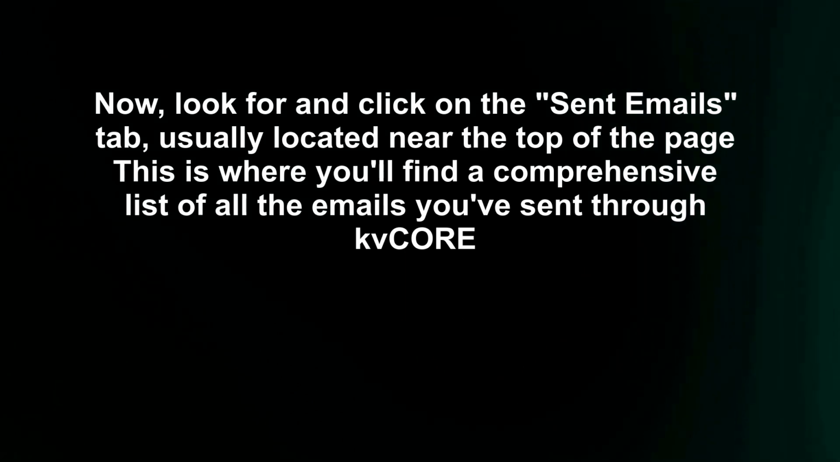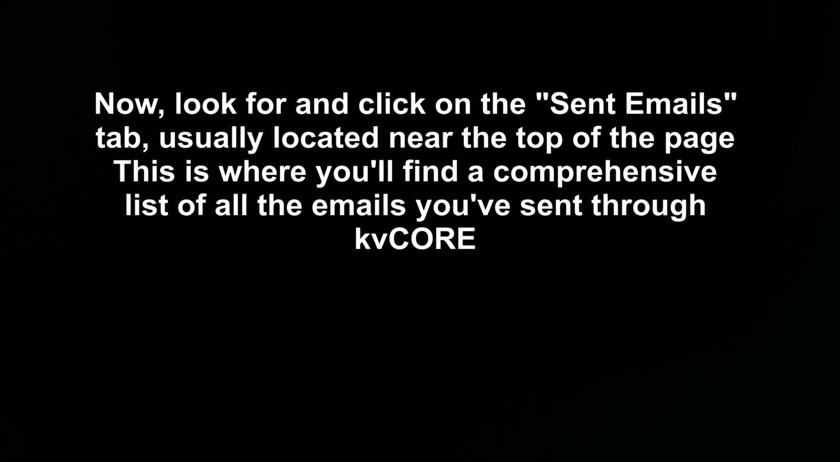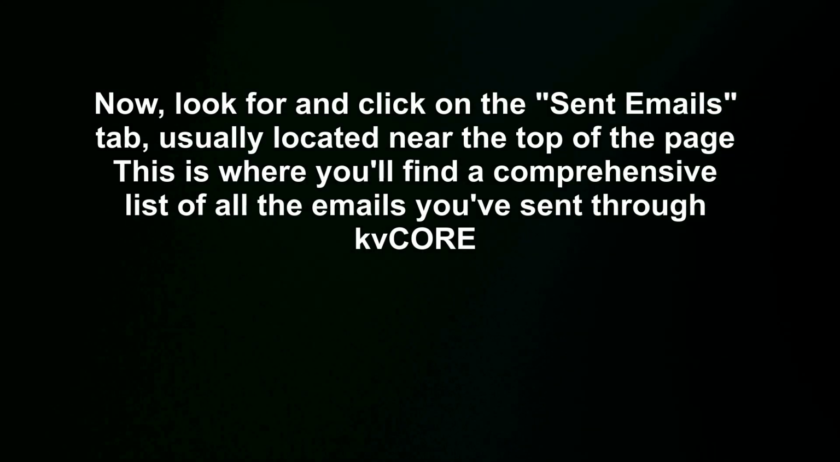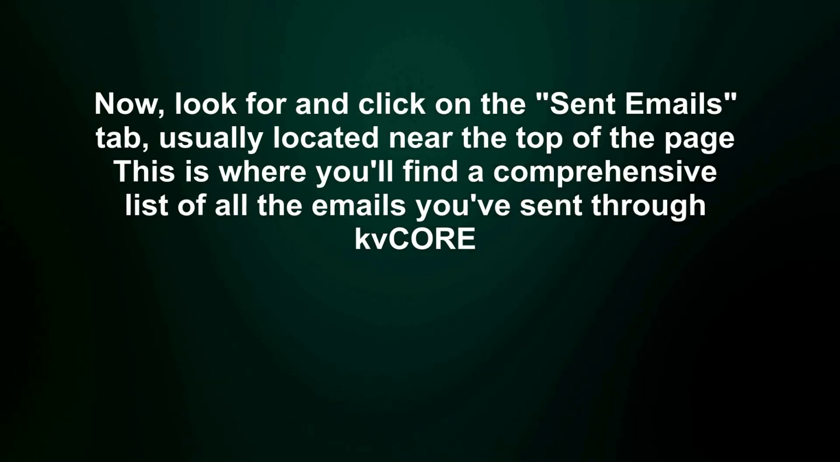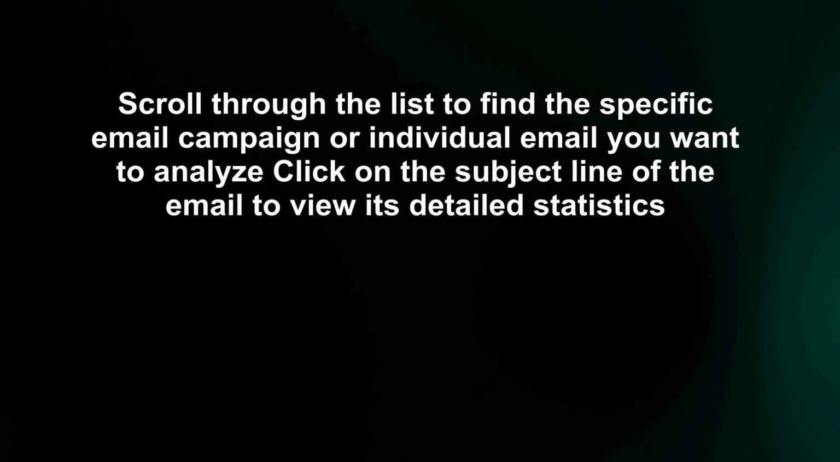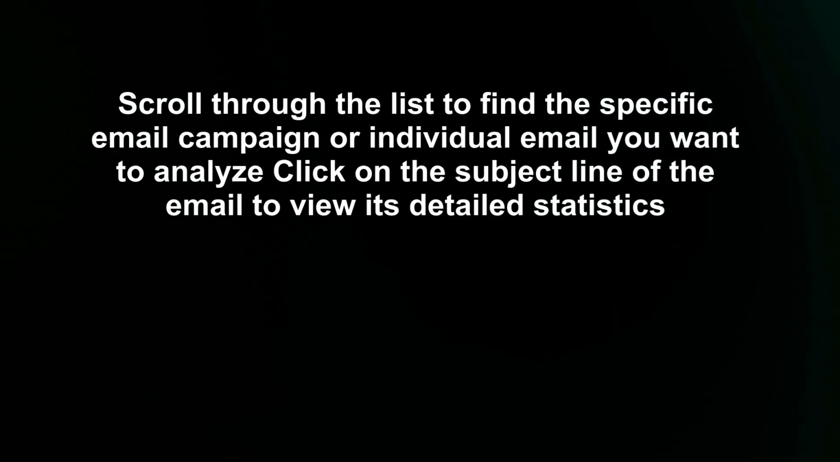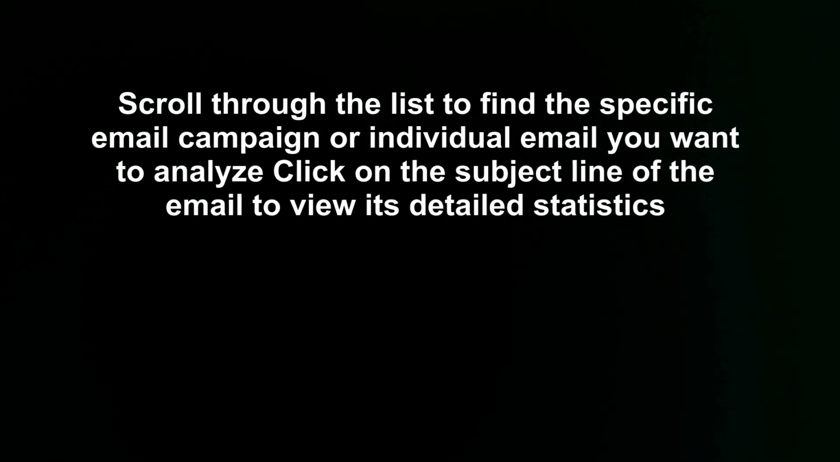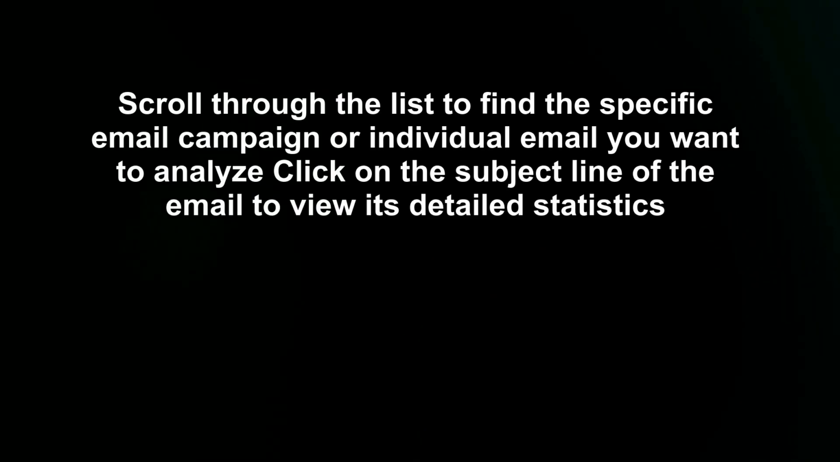Now, look for and click on the Send Emails tab, usually located near the top of the page. This is where you'll find a comprehensive list of all the emails you've sent through Kvcore. Scroll through the list to find the specific email campaign or individual email you want to analyze. Click on the subject line of the email to view its detailed statistics.